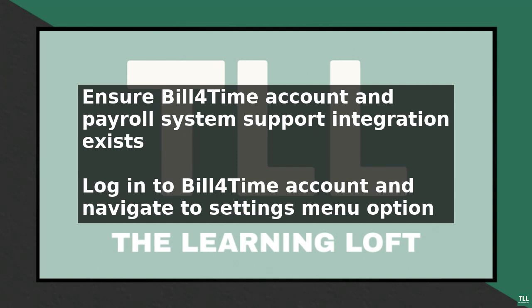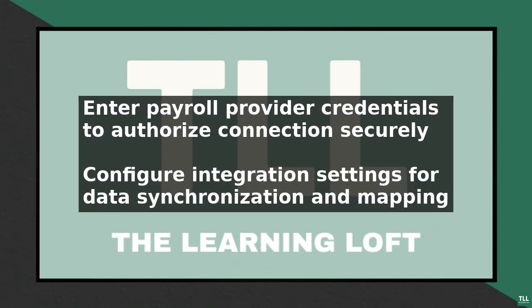Step 2. Enter your payroll provider credentials to authorize the connection between Bill for Time and your payroll system. This will allow Bill for Time to access your payroll data and synchronize it with your time and billing information.